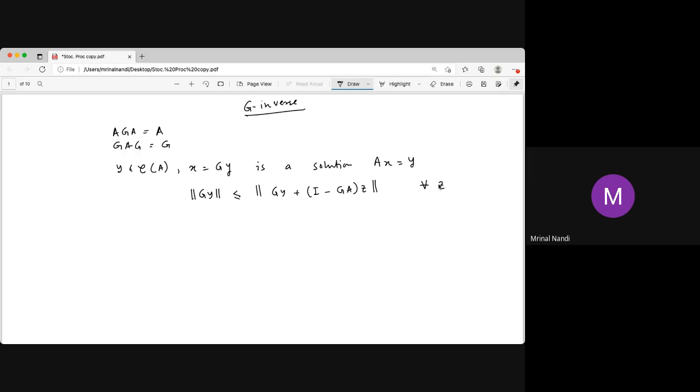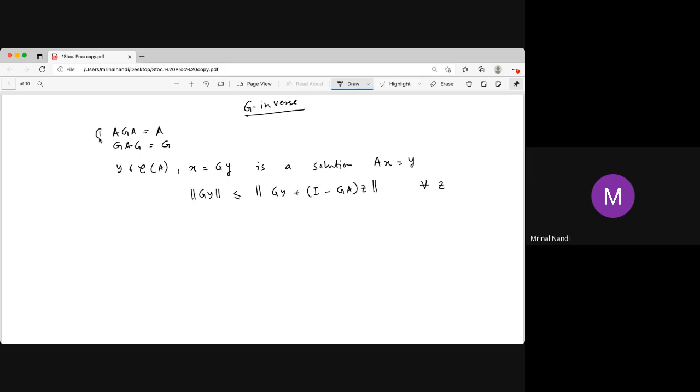So any other solution is of this form. This is the set of all solutions. If you just change your z, you will get all the solutions. Z is arbitrary, but you have to take a suitable order such that this is defined. So this is a minimum norm G inverse.